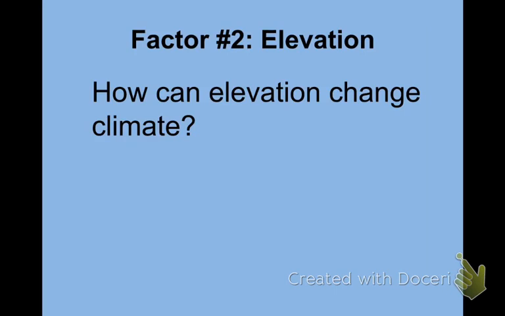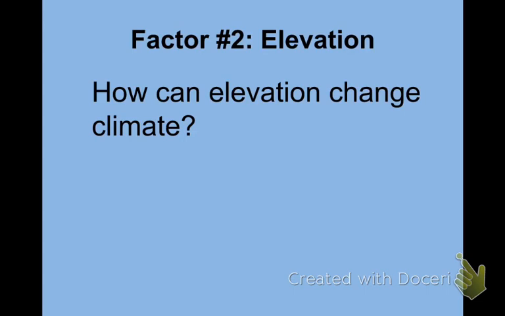Okay, the next factor that affects climate is your elevation. So when we look at elevation, we're looking at like hills. So the higher up you go, remember, the colder that it gets. So specifically when we look at elevation, we're going to be looking at a mountain.